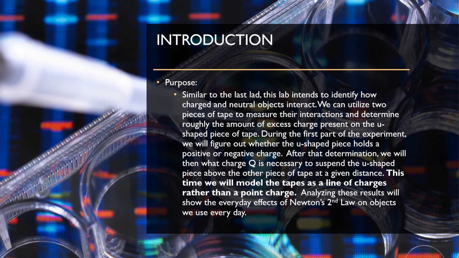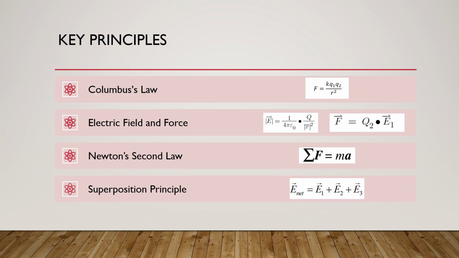And after that, we're going to see how long or how much charge is needed to suspend a piece of tape. And this time, instead of modeling them as point charges, we're going to treat them as a line of charges, and that's how we're going to find Q. At the end of the day, we're also analyzing how these results will affect Newton's second law and the objects we use every day, such as these pieces of tape.